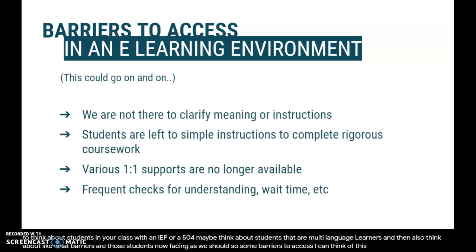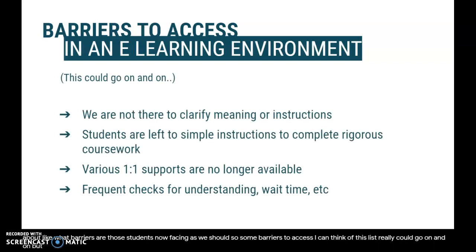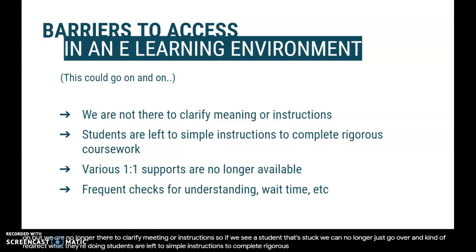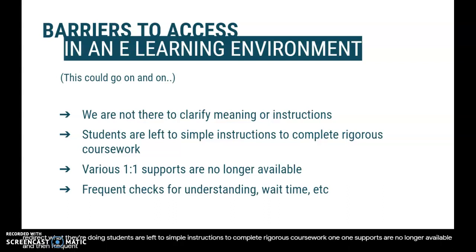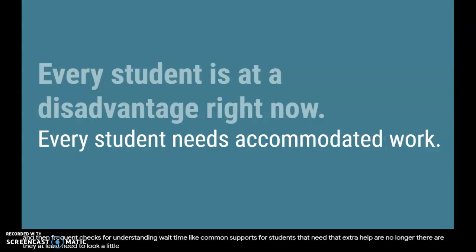So some barriers to access I can think of. This list really could go on and on, but we are no longer there to clarify meaning or instructions. So if we see a student that's stuck, we can no longer just go over and redirect what they're doing. Students are left to simple instructions to complete rigorous coursework. One-to-one supports are no longer available. And then frequent checks for understanding, wait time, common supports for students that need that extra help are no longer there, or they at least need to look a little bit different.